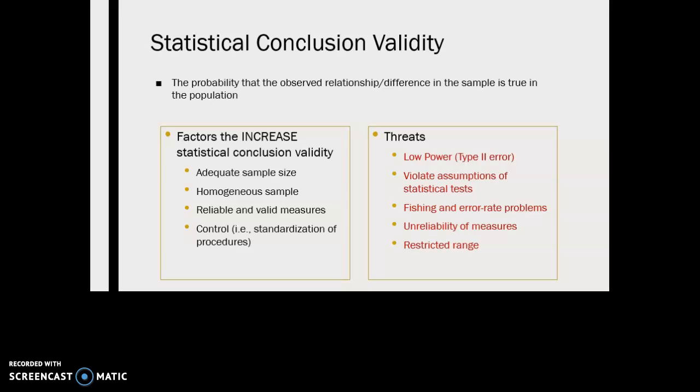The next is the fishing and error rate problems, and I'm going to demonstrate this to you when we talk about analysis of variance. So it's going to be fleshed out, but suffice to say right now that the more comparisons you make, right, so the more hypotheses that you're testing, the more likely it is that you're going to find an effect that is not true. The more likely it is that you're going to make a type 1 error, meaning that the effect happens simply randomly and not due to any true differences between groups.